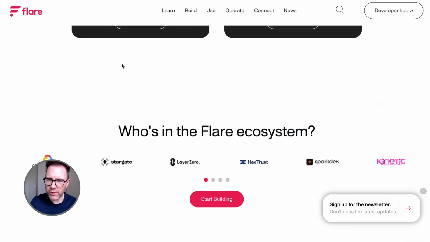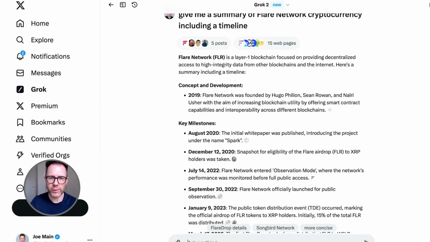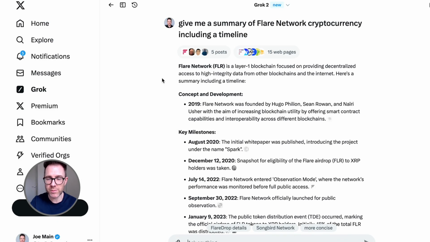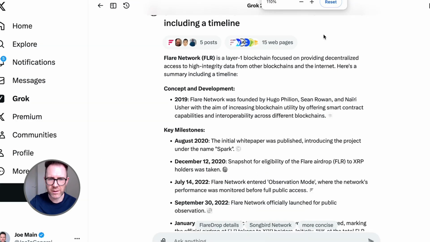Rather than going into major detail with it, let's do the Grok overview right here. I asked Grok this morning, by the way, if you're not on X and you're not using Grok, man, Grok's doing really good at the moment. Give me a summary of FLR Network cryptocurrency, including a timeline. No problem, says Grok. Here you go.